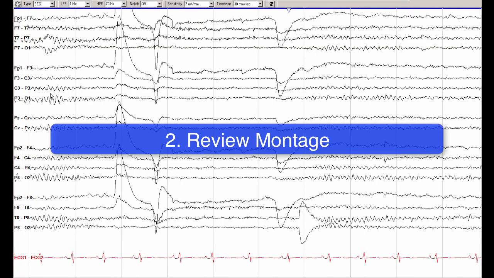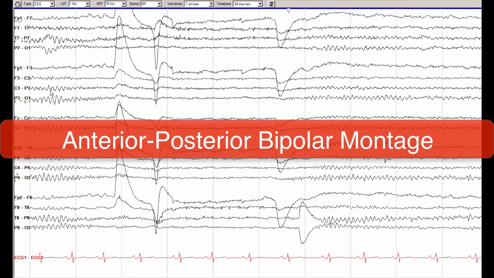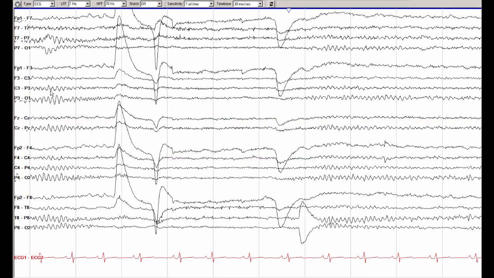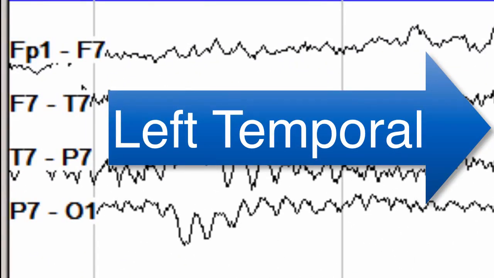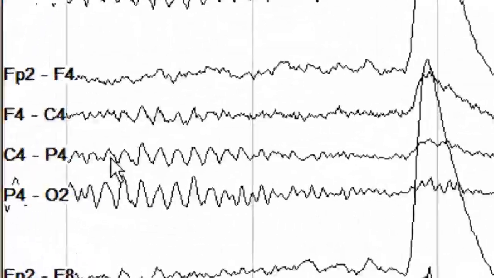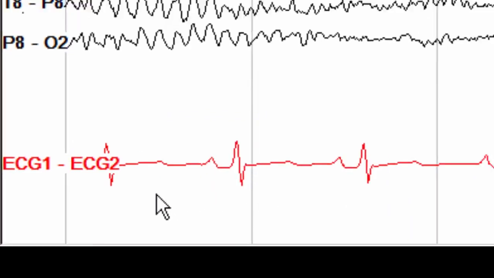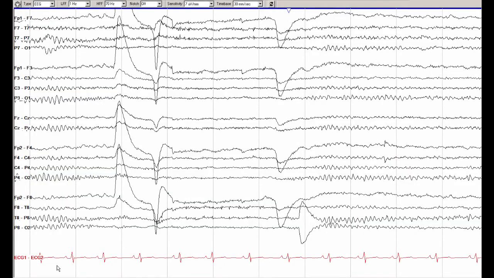Next, we have to look at the montage. This is an anterior-posterior bipolar montage, which is a common montage for reading routine EEG. We have discussed some of the strengths and weaknesses of montages in a separate video, and I would refer back to this for additional details. To review briefly, we start with left temporal, then left parasagittal, then midline, then right parasagittal, then right temporal, and a single EKG recording.